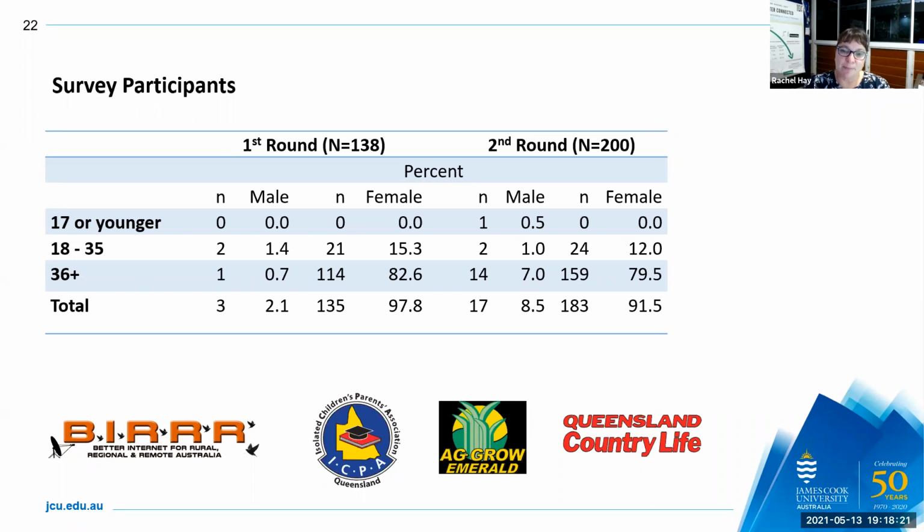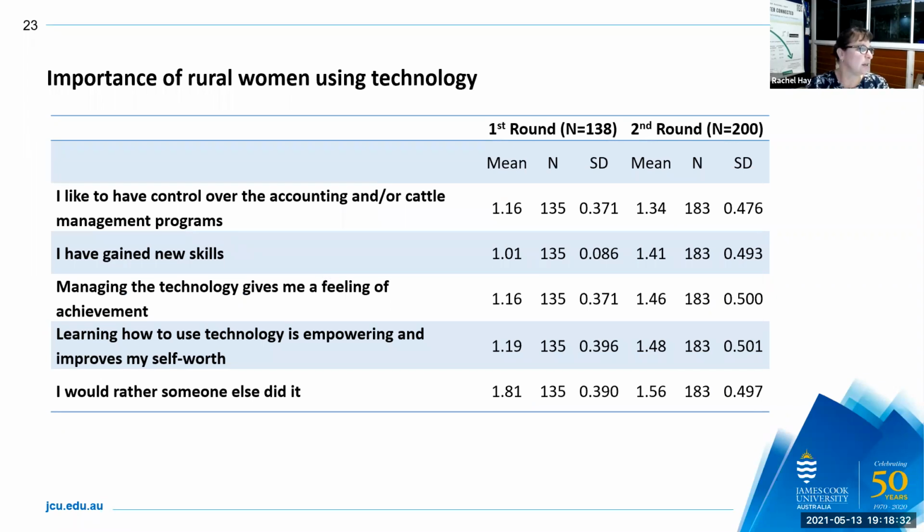So we use face-to-face interviews and online surveys and focus groups, and this is the data from the online surveys. When we looked at the importance of rural women using technology, the first round was about gaining skills, which was the most important factor. In the second round, having control of accounting or cattle management software, then skills, then the feeling of achievement, but especially that it was empowering was the results.